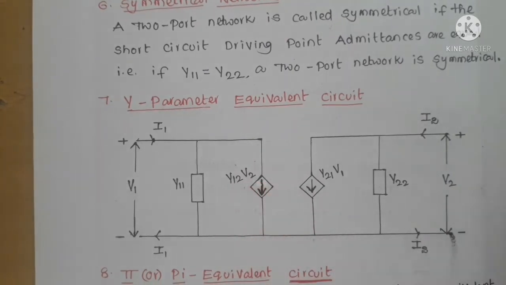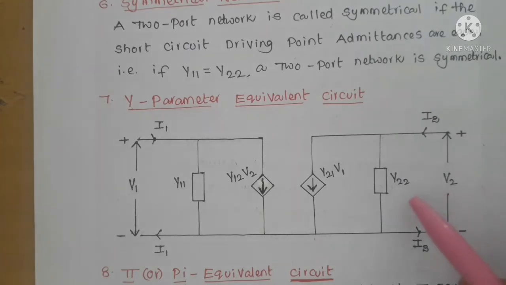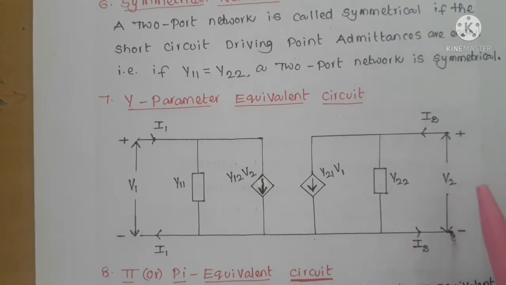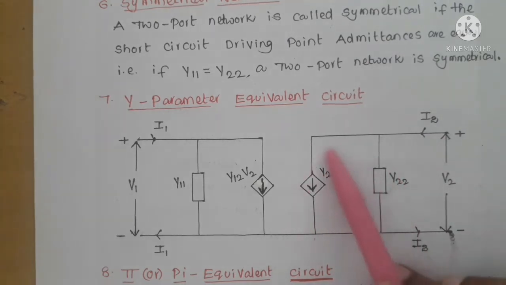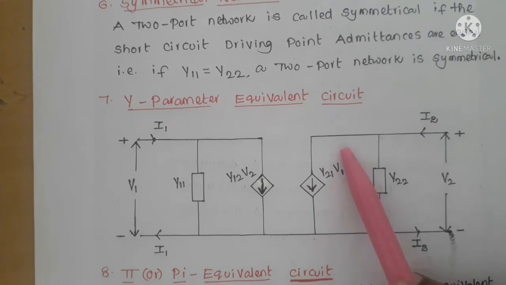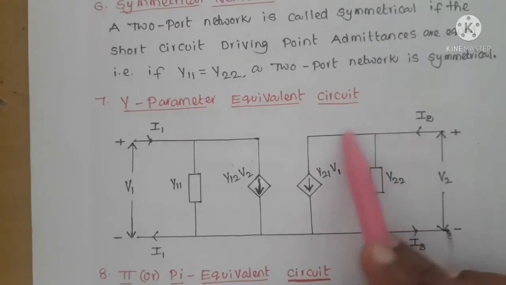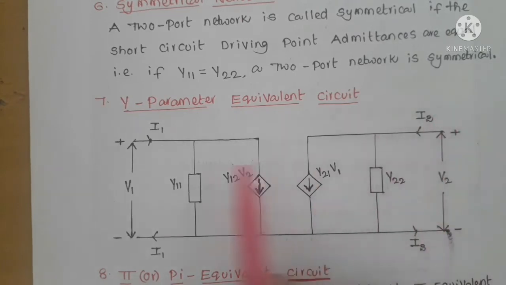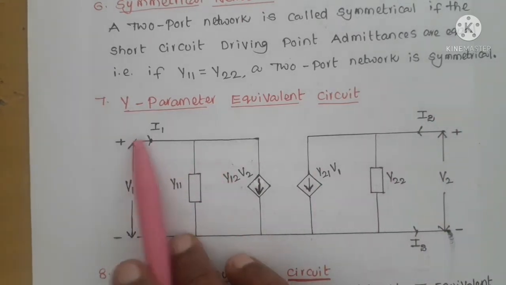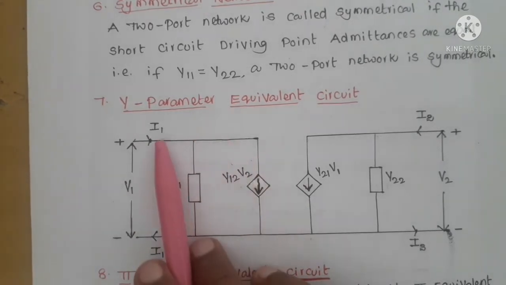Similarly, from the port 2 side, I2 equals y22 v2. Already we have v2. If you multiply that v2 with y22, we get one current of I2. So I2 has two currents: one current is y22 v2 and the second current is y21 v1. To satisfy this current, because v1 belongs to port 1, we are going with a dependent current source whose value is y21 v1. So the sum of these two branch currents is I2. In port 1, the sum of this branch current and this current is I1.